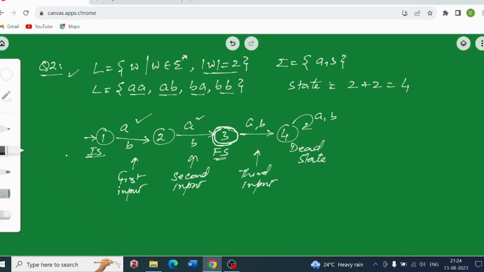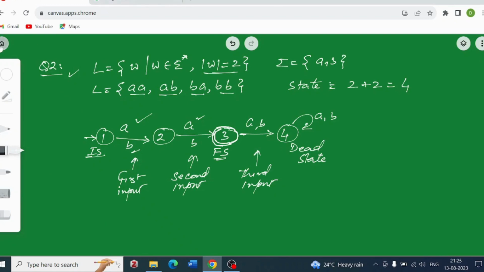Let's cross-check whether, for all states, all possible inputs are defined or not. State number 1, input A and B both are defined. That is, if the machine is in the first state, then for the input A, it will go to state number 2. Similarly, for the input B, it will reach state number 2. For state number 2, all the inputs are defined. Similarly, for state number 3, A and B, both inputs are defined. Hope this question is clear to you.